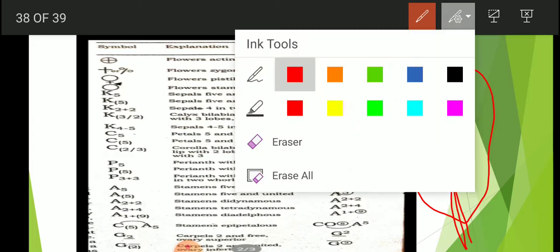Then the next term is pistillate. Pistillate means that the flower has only carpel. If the flower contains only carpel, then it is known as pistillate, and the sign is the female sign. And if the flower has the male part and does not have the female part, then it is known as staminate. It is indicated by the male sign.